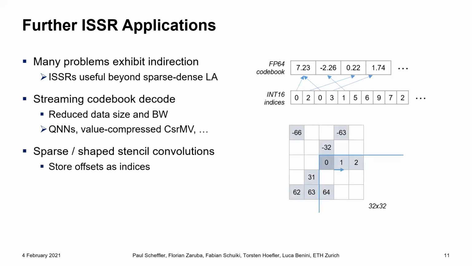We can also have sparse or shaped stencil convolutions by storing the offsets in our stencil as indices. And this is shown, for example, here. Here we do a convolution on a 32 by 32-bit dense structure, and our stencil is encoded as the sparse structure, where we simply store the indices of the sparse structure in an array and read this with ISSRs.